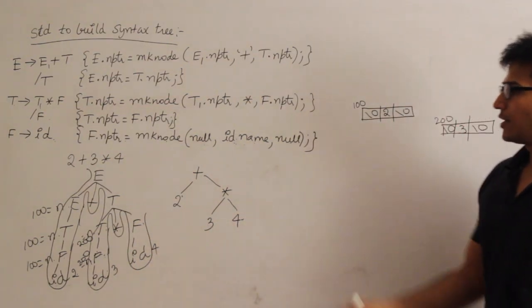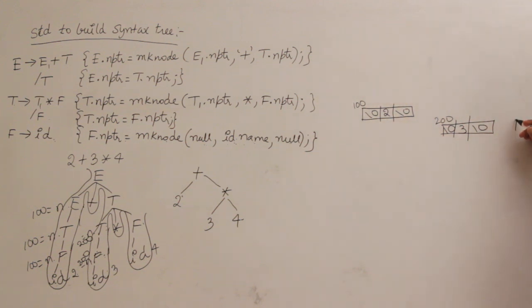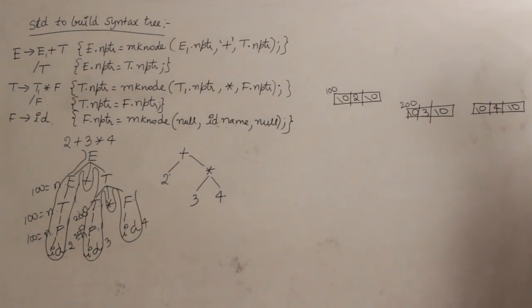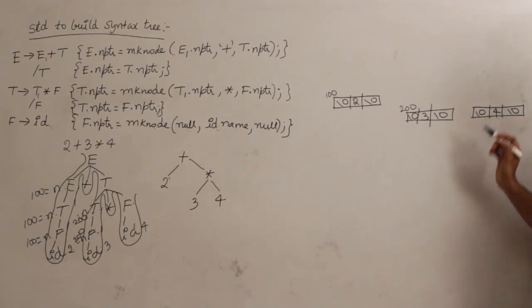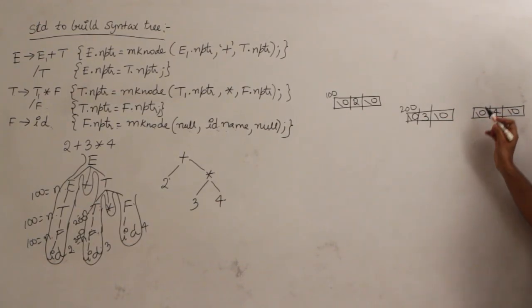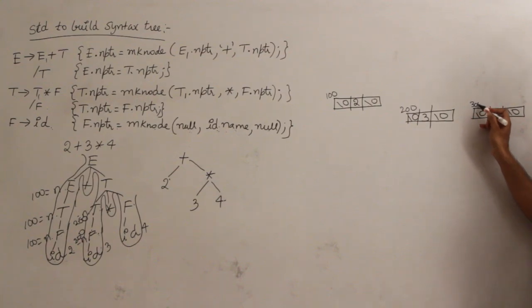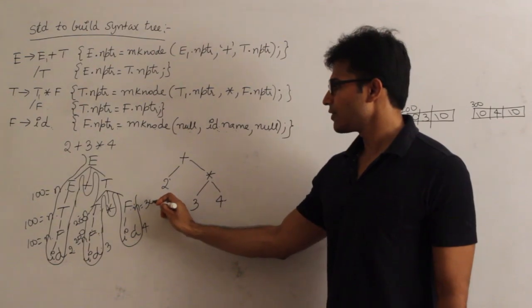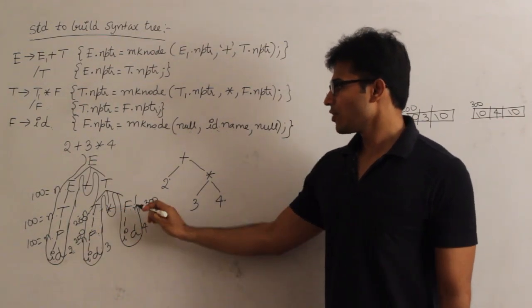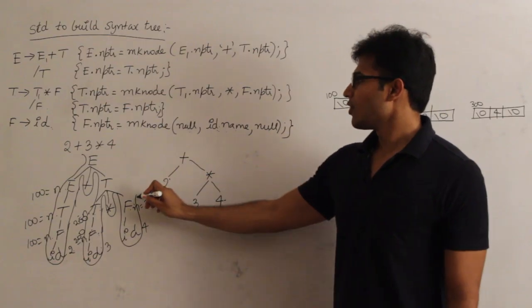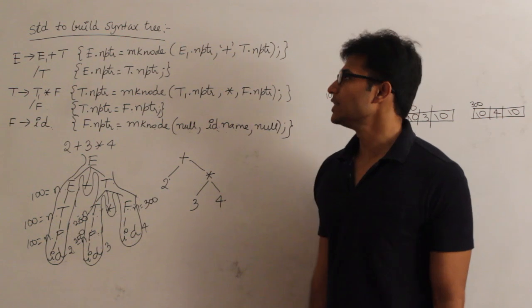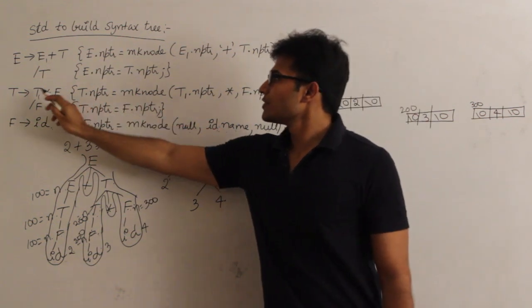Again the same action has to take place, which is creating a node with 4 as the value, with left pointer null and right pointer null. Let us assume that the starting address of this node is 300. That will be written here, which means f.nptr will get 300. What is t.nptr? 200. What is f.nptr? 300. Now t star f is reduced to t.